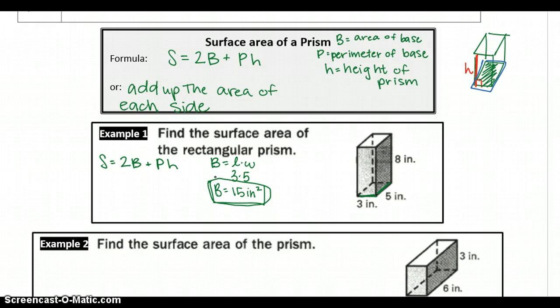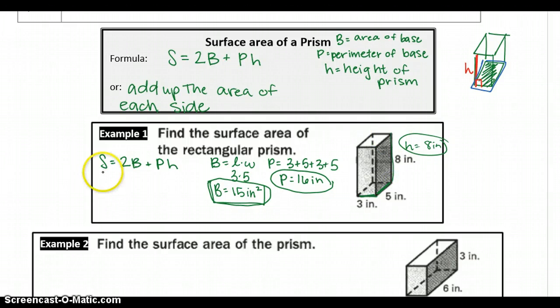I also need to find the perimeter of my base, so I just add up each of the sides around the base. So I have 3 plus 5 plus 3 plus 5. When I add all that up, I'll get a perimeter of 16 inches. And last, we need our height. Well, our height here is given to us as 8 inches. The height going from the bottom base to the top base.